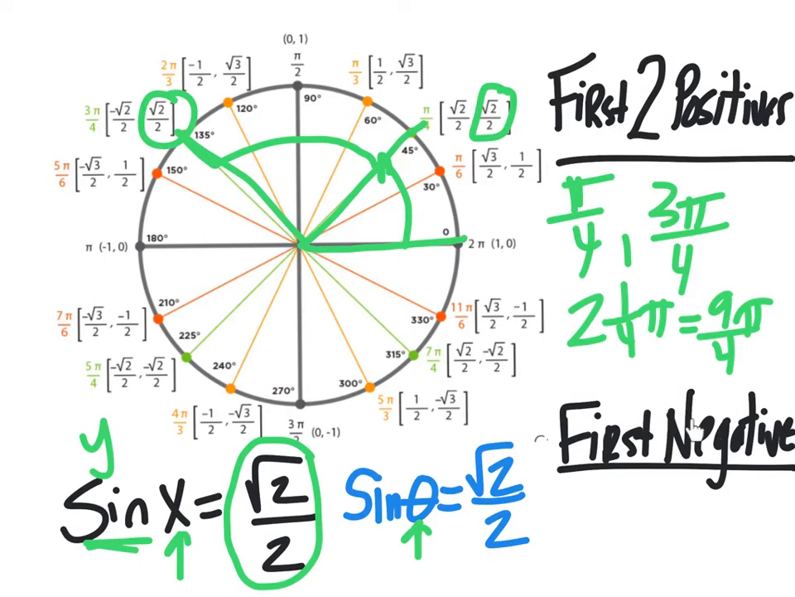Now, they're also going to ask you to find the first negative value, which it happens. So for negative, again, I'm going to start here, and I know I go backwards. So it's going to be a little bit trickier. As we go backwards, the first time I find the y value to be the positive square root of 2 over 2, as we do this, is going to happen right here.